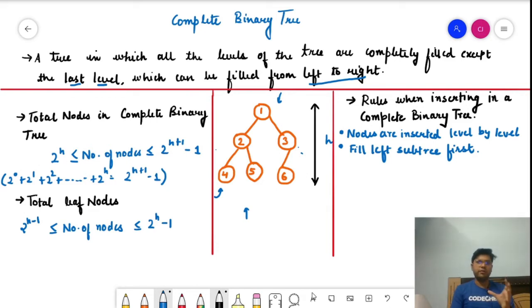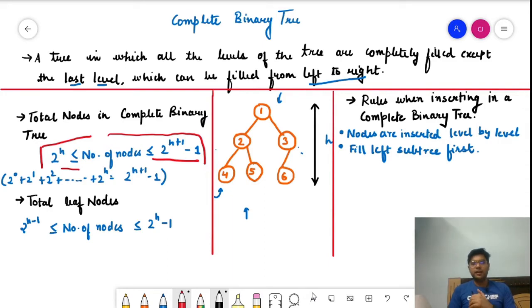The first important thing is, what is the total number of nodes that can be in a complete binary tree? This is the formula: the total number of nodes in a complete binary tree ranges from 2 to the power h, where h denotes the height of the tree, up to 2 to the power h plus 1 minus 1.